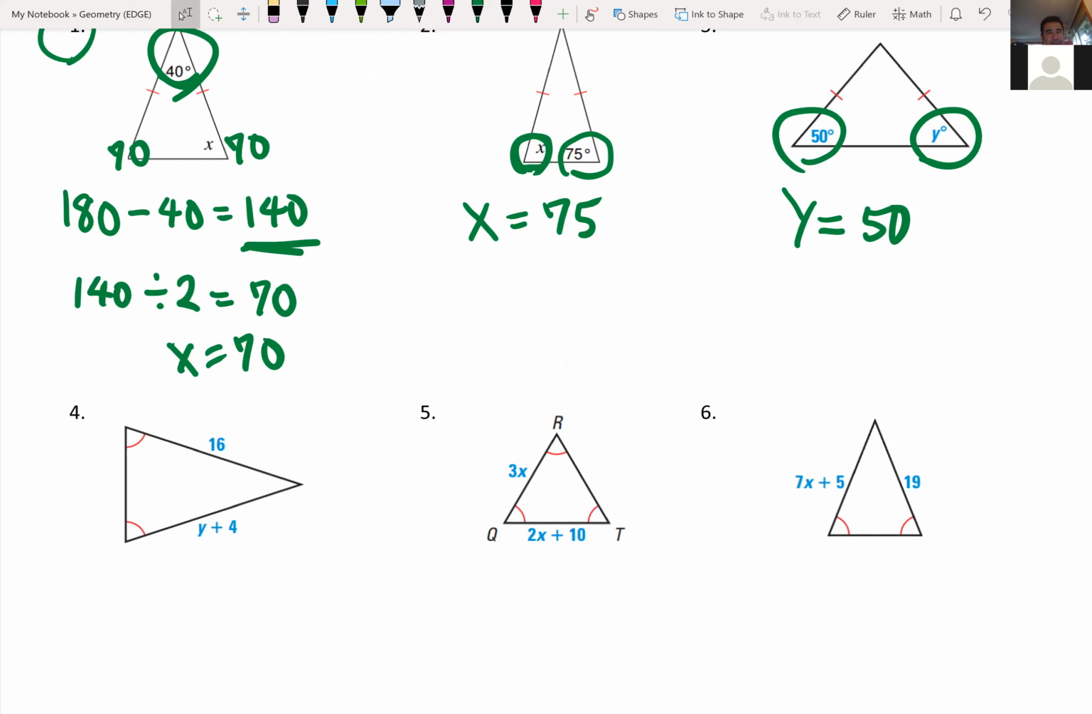Number four. Now, what kind of triangle is it? It is an isosceles triangle. Okay. I'm going to let you work on it. Oh, and if you have solved for y, please share that in the chat. Let's give 1 minute.